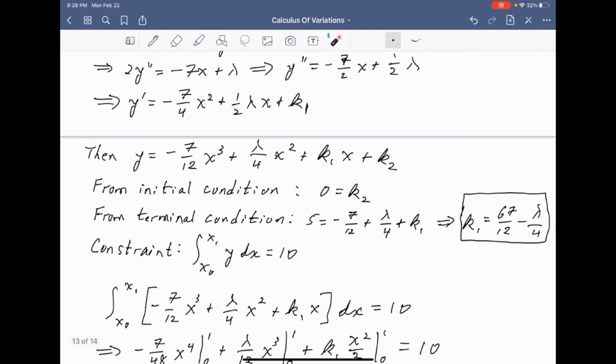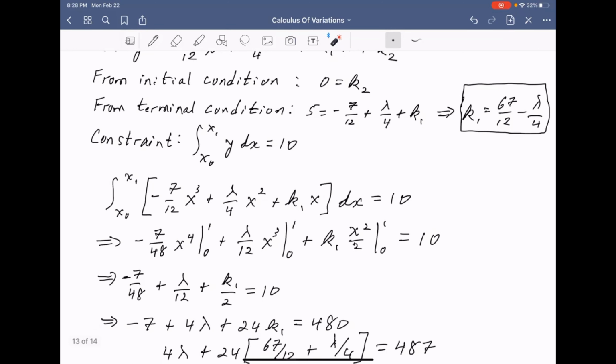All right, that's where that comes from. And we do the same thing, plus lambda over 4, but we're now cubing that because we've integrated it, lambda over 12 x cubed from 0 to 1, and we have x squared over 2. When we integrate k1 x, we get x squared over 2, and we evaluate that at 0 and 1, and we set the whole thing equal to 10.